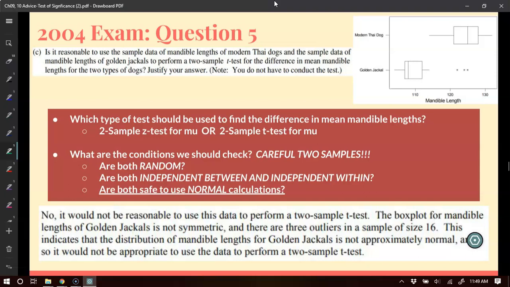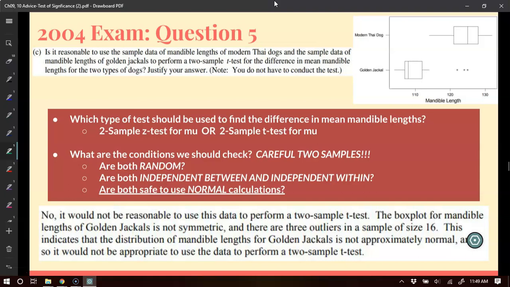Now, something to be careful with, I want to address on this, why I like part C, and this is the main idea in the video, is there are 2 samples. So are both of them random, is what you want to check. Also, if there's 2 samples, are they independent from each other, between each other, and are they independent within? So there's really 3 things you're looking for independence. But again, I underlined normal calculations. Is it safe to use normal calculations? And since golden jackal has outliers and is not roughly symmetric, it is not safe on it.